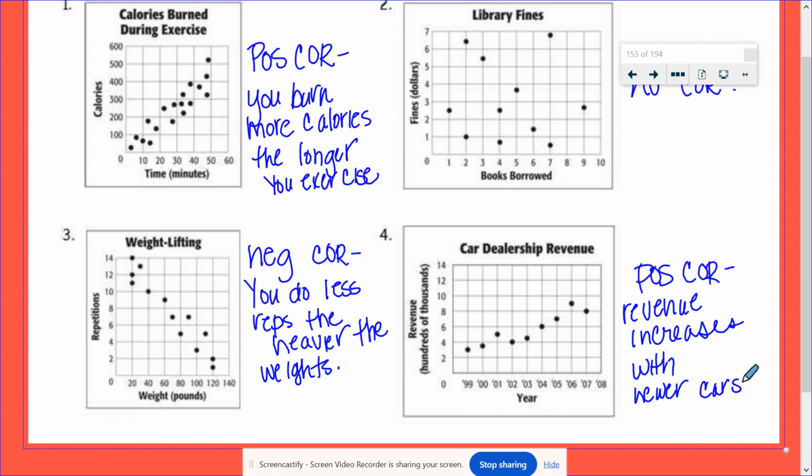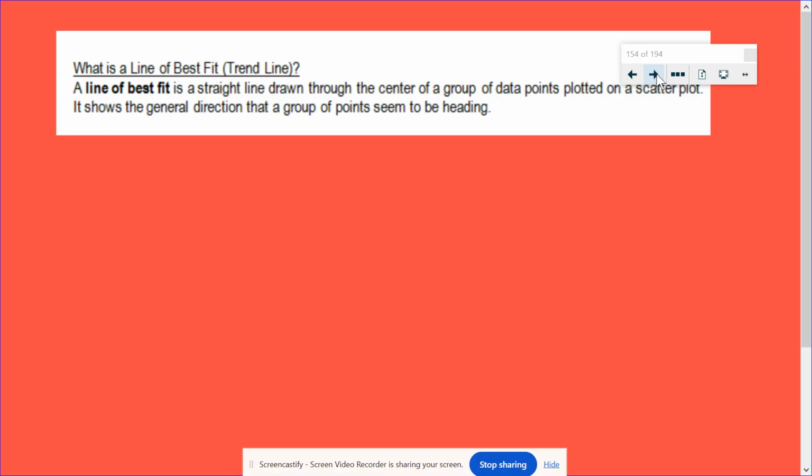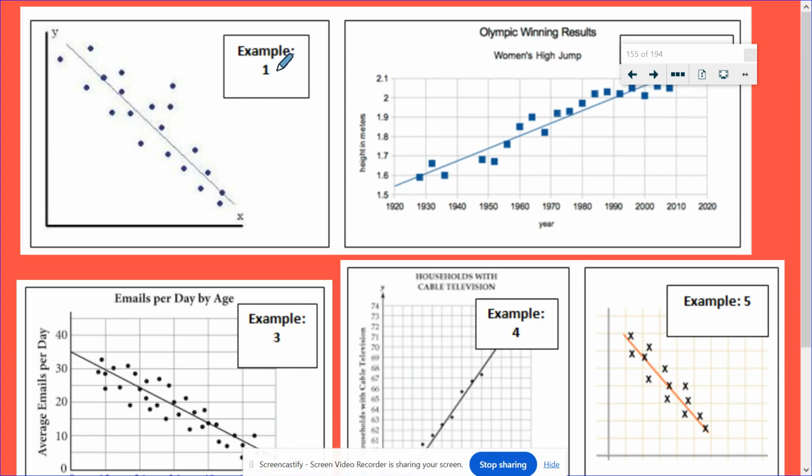All right, so how does this apply to what we've been learning? So imagine taking all of these points and drawing a line through the points, okay? And that would be called a line of best fit or a trend line. So a line of best fit is a straight line that we draw through the center of a group of data points plotted on a scatter plot. It shows the general direction that a group of points seem to be heading. So let's look at this example here. Now I don't know what it represents, but I do know that these points have a negative correlation. Therefore, we could draw this line right here, this line of best fit, to show the flow or the direction of the points.